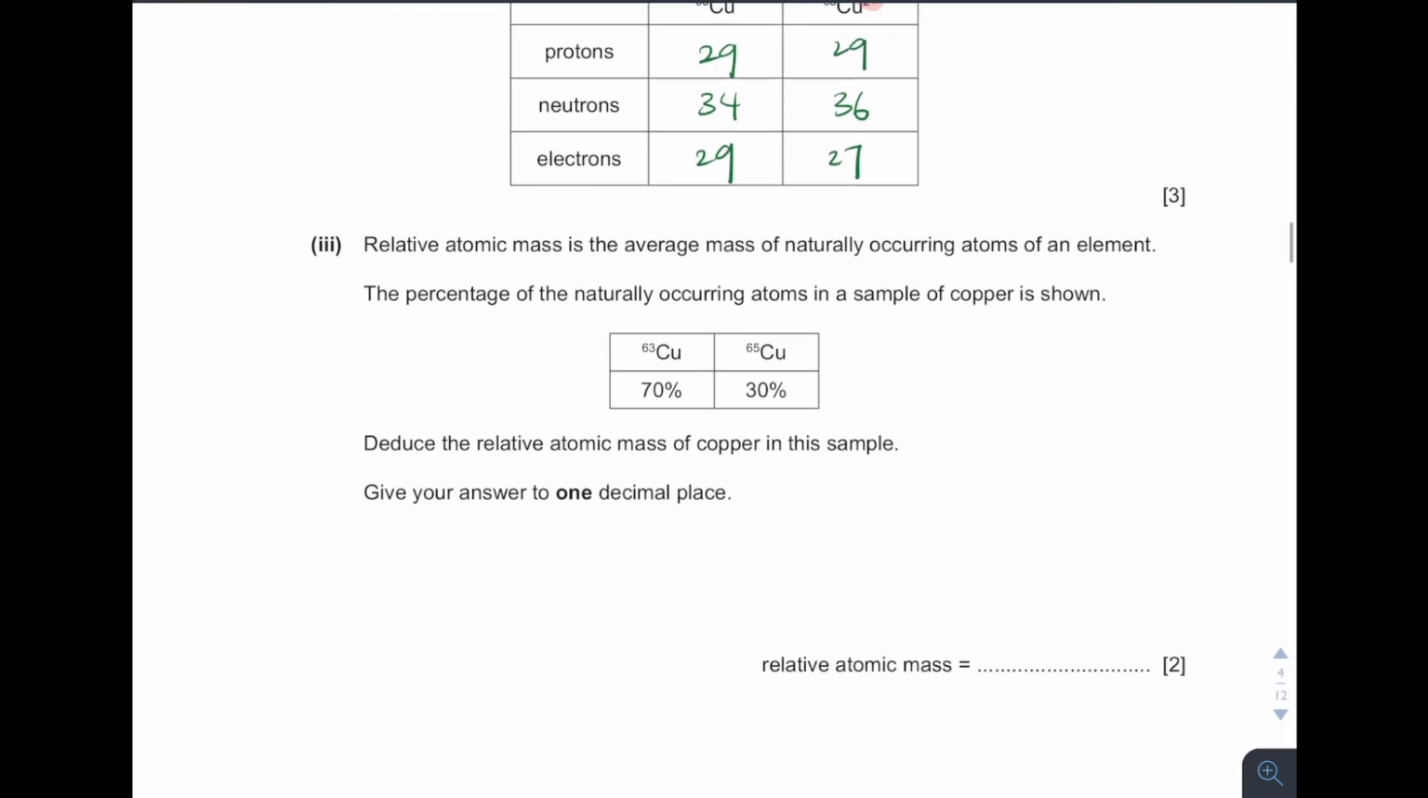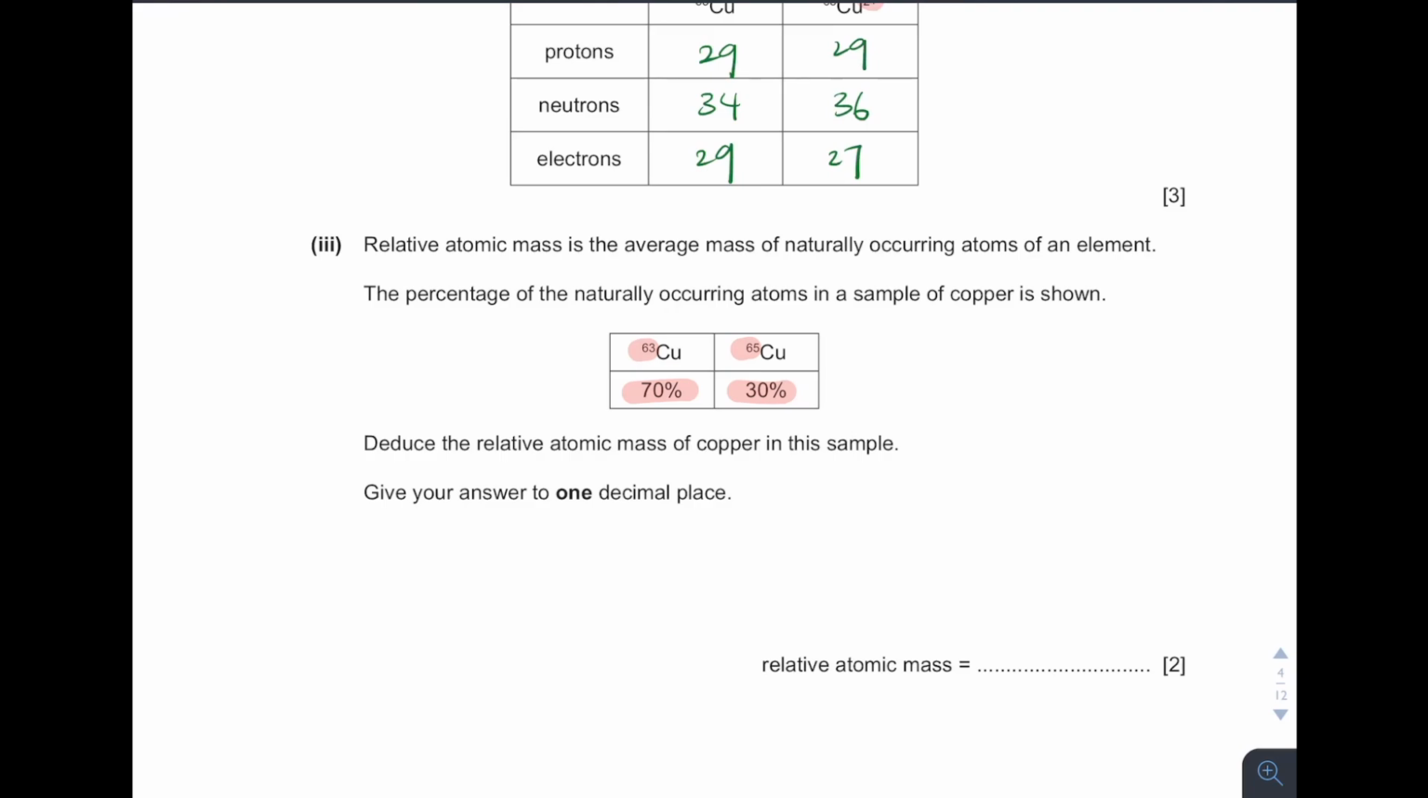Okay, next, given this, relative atomic mass is the average mass of naturally occurring atoms of an element. So the percentage is given here. You're asked to deduce the relative atomic mass of copper in this sample and give your answer to 1 decimal place. So how to do it? Alright, you see, copper with a mass number 63, 70%. Copper with a mass number of 65, that is 30%. So what is the average mass?